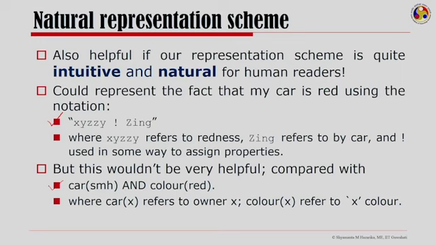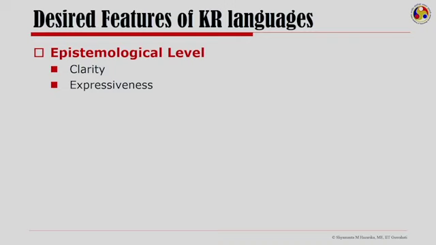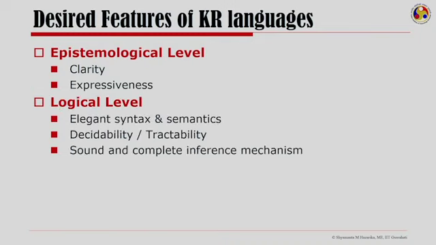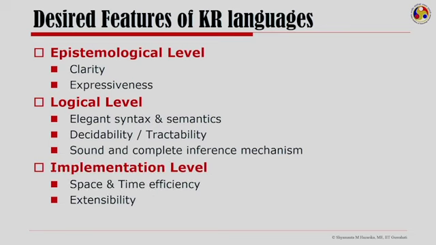The desired features of a knowledge representation language, therefore, would be, at the epistemological level, clarity and expressiveness. At the logical level, one needs to have elegant syntax and semantics. It needs to be decidable or tractable. It needs to be sound and complete in terms of its inference. And in terms of implementation, we need to have space and time efficiency, and it must be extensible.